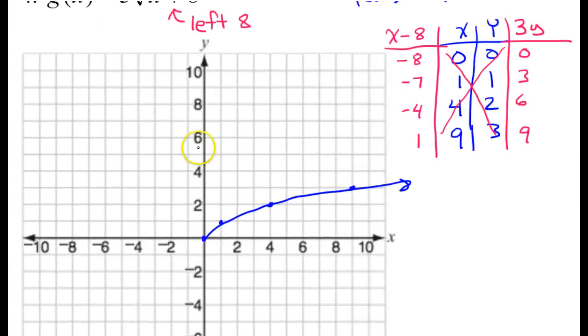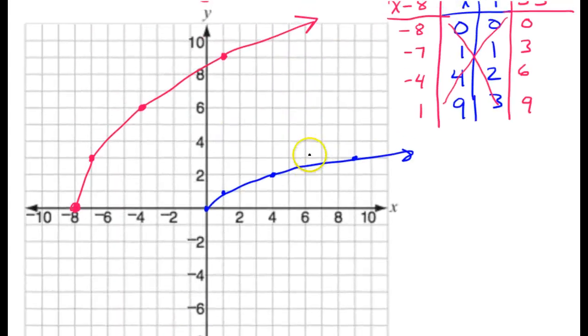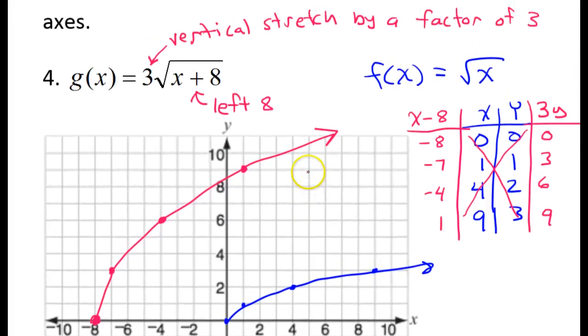So negative 8 comma 0, and negative 7 comma 3, and negative 4 comma 6, and 1 comma 9. So this is what the new function will look like. Okay, that's it for problem number 4.